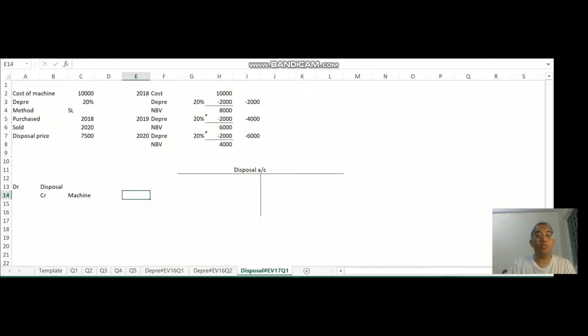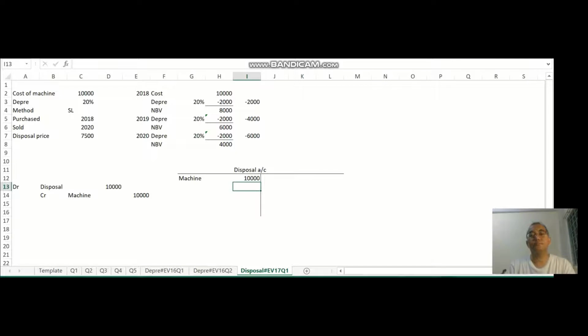So disposal will be the machine, 10,000. Before this, the machine is at the debit side. Now you credit the machine, so 10 minus 10 is 0. So the disposal is 10,000. So the effect of that debit disposal over here, you should fill in the T account, machine, so 10,000.